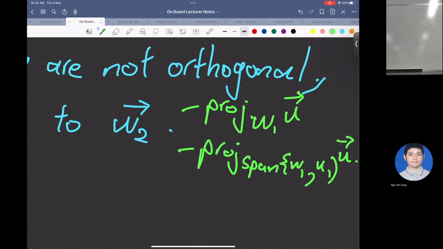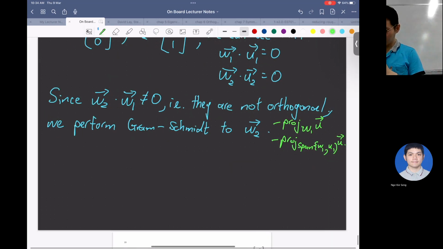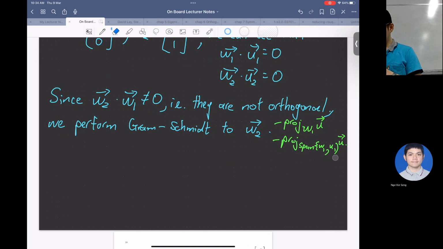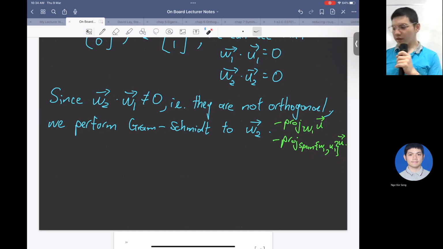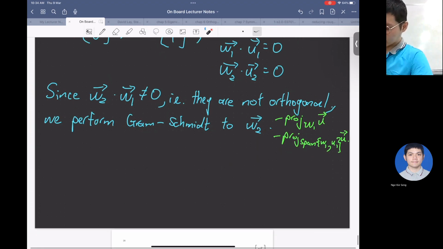Okay, let's do this. So let's perform Gram-Schmidt to W2. In the textbook, they just perform Gram-Schmidt to W1. You can try and compare. We can do it on both. Yeah, just more work. They perform it on W1, less work, because there's only one thing you need to take away.